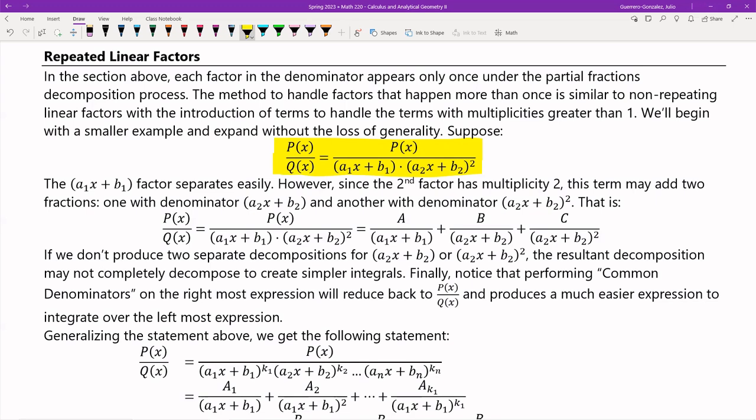Since that factor has a multiplicity of 2, that term can add two separate fractions for that one term. It can add a fraction which just has the single power, and it can add a term that has the squared power. So the partial fraction decomposition becomes this: A over a1x plus b1, B over the single, and then C over the square. So this is the only thing that really changes.